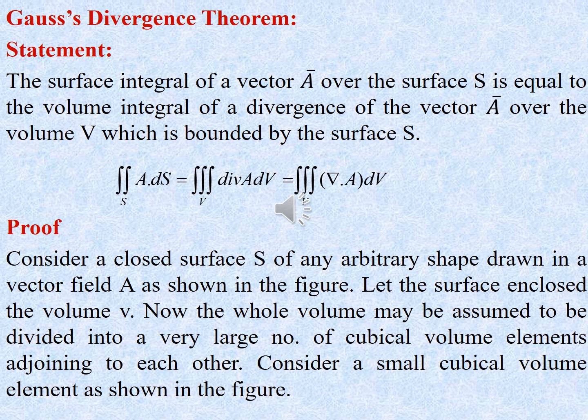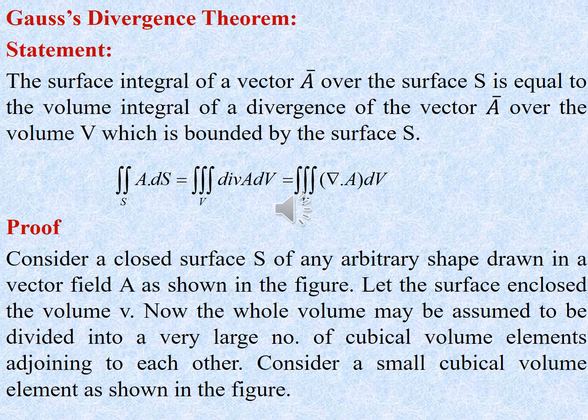In this we are taking a surface integral that is equal to the volume integral of the divergence of a vector. The statement of the Gauss theorem is: the surface integral of a vector A bar over the surface S is equal to the volume integral of the divergence of the vector A bar over the volume which is bounded by the surface S. So that is double integral S A dot ds is equal to triple integral V div A dv, that is equal to triple integral V del dot A dv.